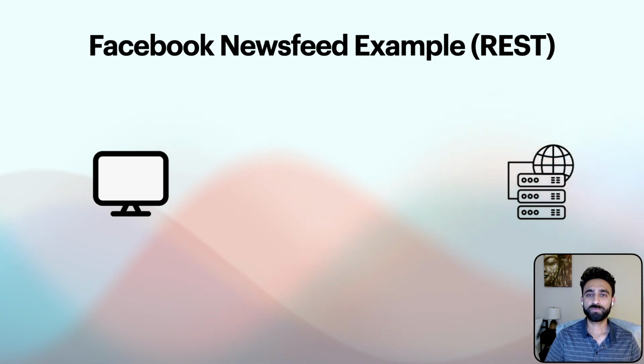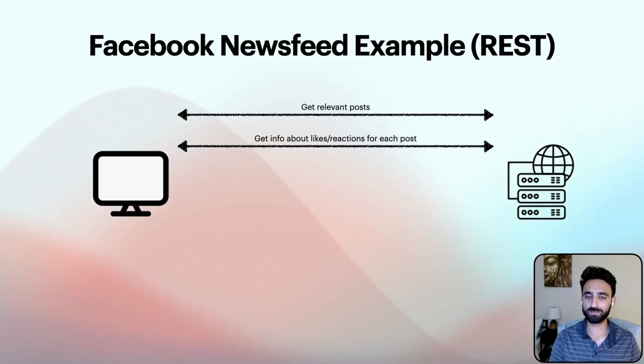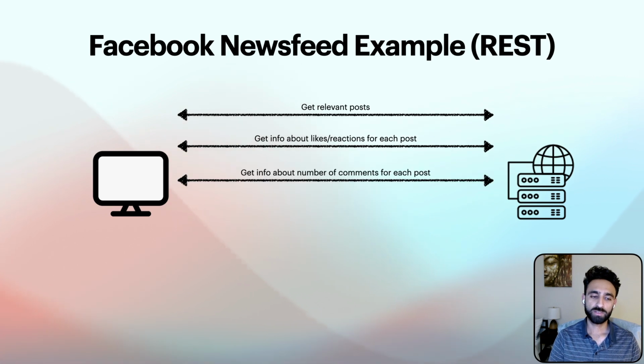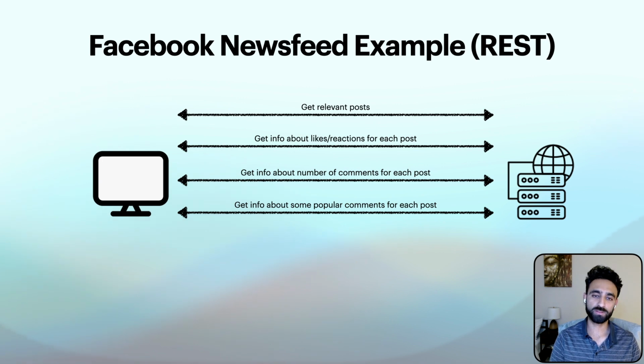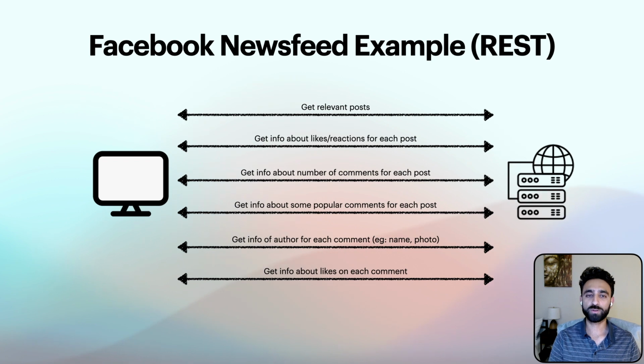Taking an example of the Facebook Newsfeed page, there are so many data objects required to render that page. Your web page or application would need to get a lot of data objects. For example, it would need information about relevant posts, information about likes and reactions for each of these posts, information about the number of comments on these posts, information about some popular comments on these posts, information about the author for each of these comments and also these posts, and info about likes on each of these comments.